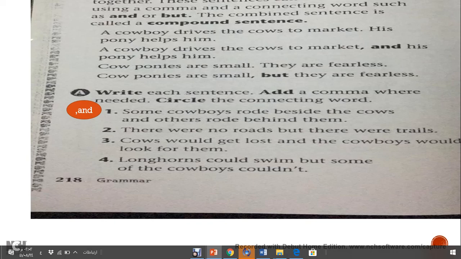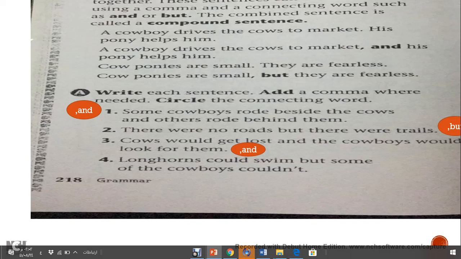Sentence number 2: There were no roads, but there were trails. Connecting words are and, but, or. We must circle now but, and we put a comma before but. Why? Because it connects two sentences. The first one: there were no roads. The second sentence: there were trails.